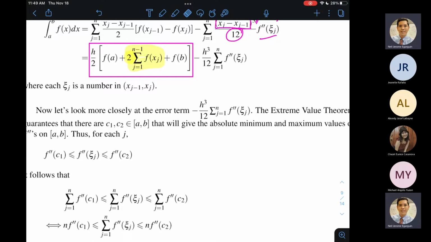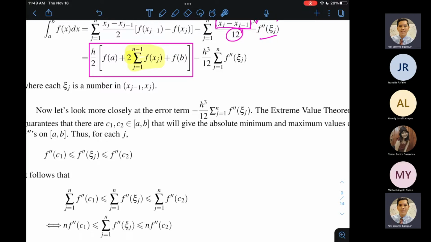Okay? So that means there exists a number, C1 and C2, on the closed interval AB such that f of C1 is the absolute minimum and f of C2 is the absolute maximum on the actual interval AB. So ibig sabihin, lahat ng f double prime of C sub j ay mas maliit kay f double prime of C2 kasi nga si f double prime of C2 siya yung absolute maximum sa buong interval AB.